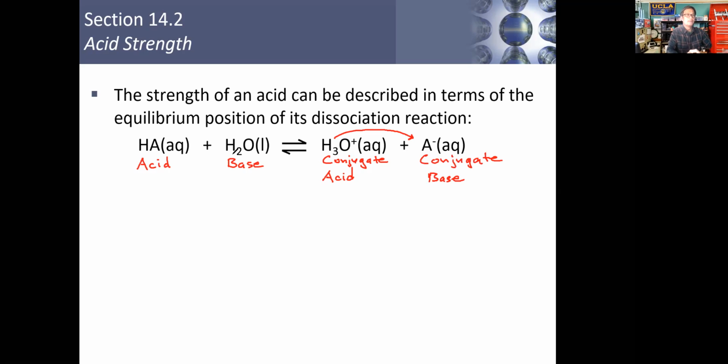So according to the Bronsted-Lowry acid-base theory, an acid is any compound that can donate a hydrogen ion. A base is any compound that can accept a hydrogen ion. In that case, we have broadened the definition of what acids and bases are. So that's a quick review of what we did up to this point.